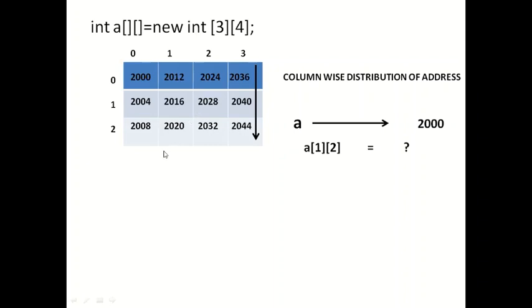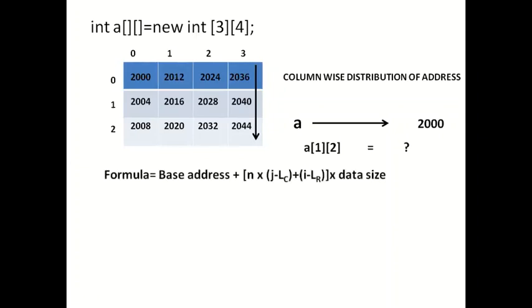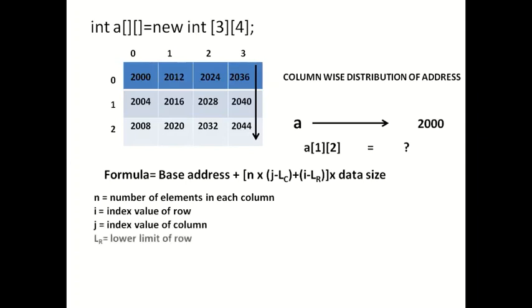Now the question comes, if we have a column major, how can we calculate the address A1 of 2? We have to use a different formula. The formula goes like this: base address plus n into (j minus LC) plus (I minus LR), into data size. Here also the value of n refers to the number of elements in each column. Why? Because here the addresses are allocated column wise. Then I refers to the index value of row, j refers to the index value of column, LR refers to the lower limit of row, and LC refers to the lower limit of column.